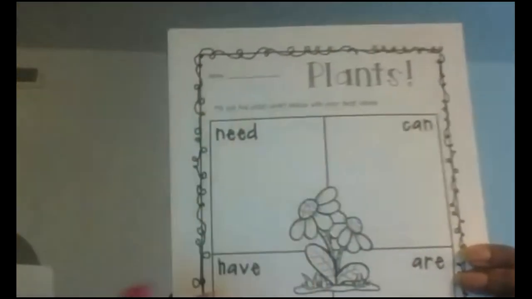And then we will look at completing, we'll start our sheet and get ready for our writing that will be due on Friday.